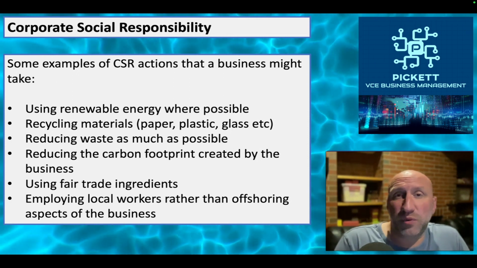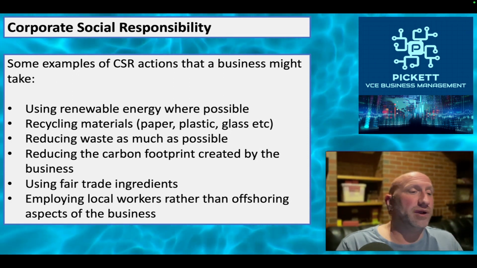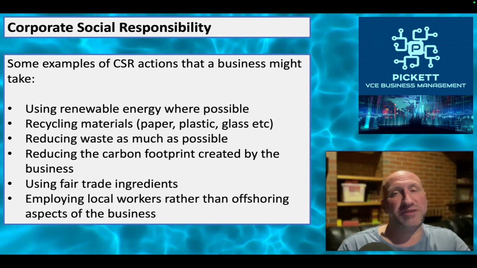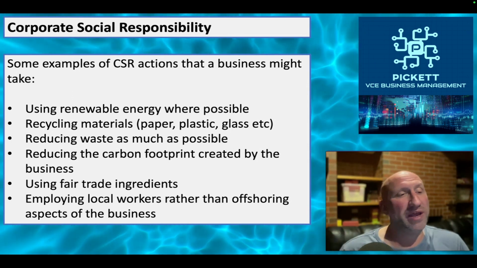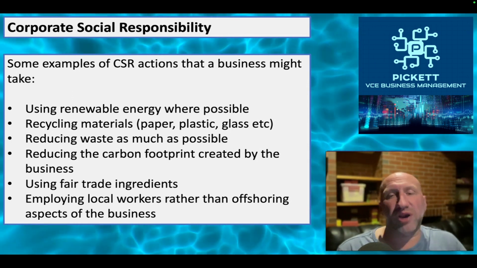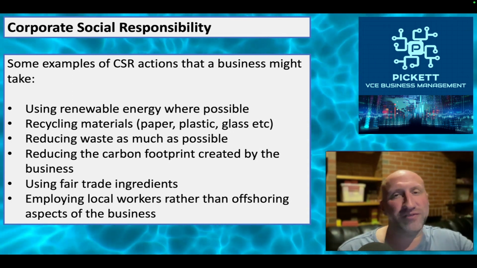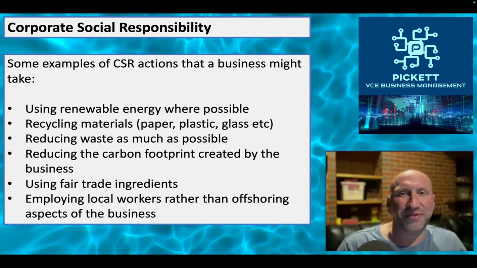Another one, employing local workers as opposed to offshoring various aspects of your business. Something else we'll look at in more detail later. But yeah, employing Australians as opposed to employing overseas workers. I think you'll get that concept.